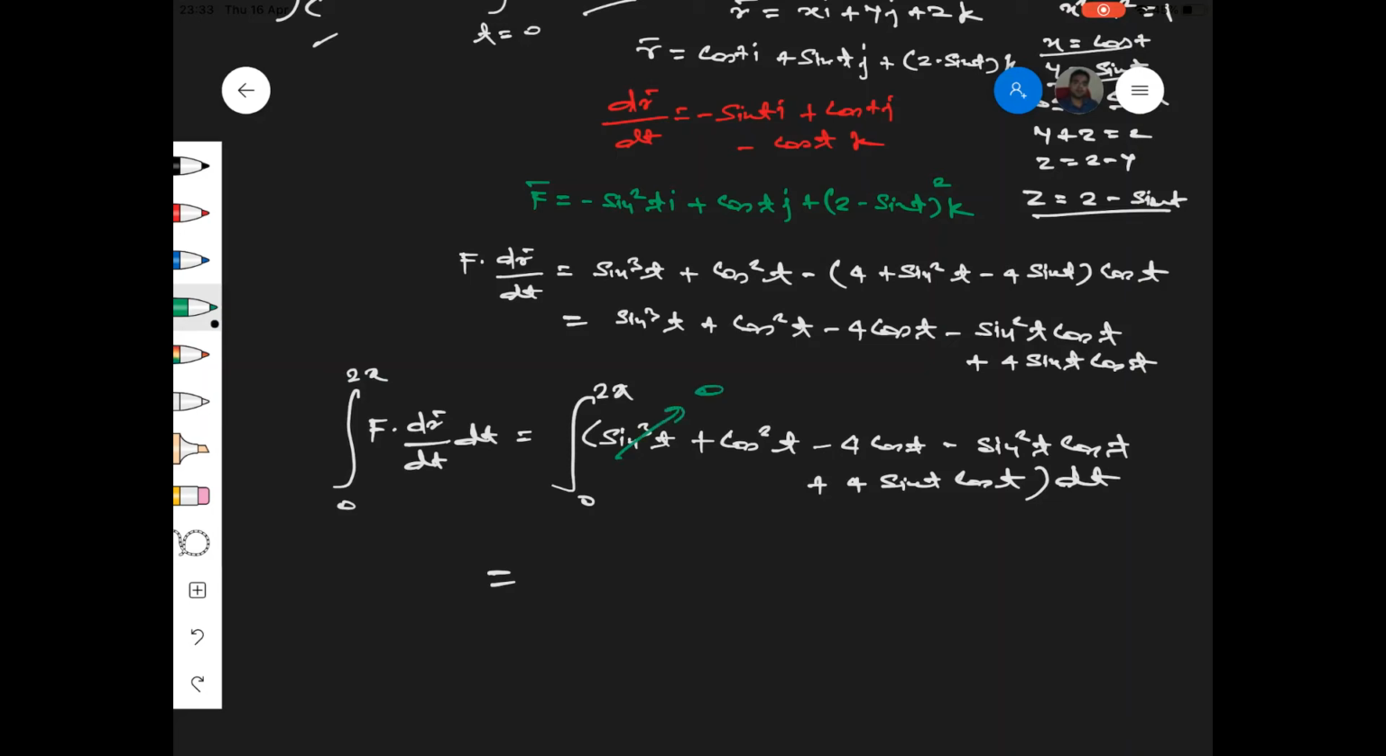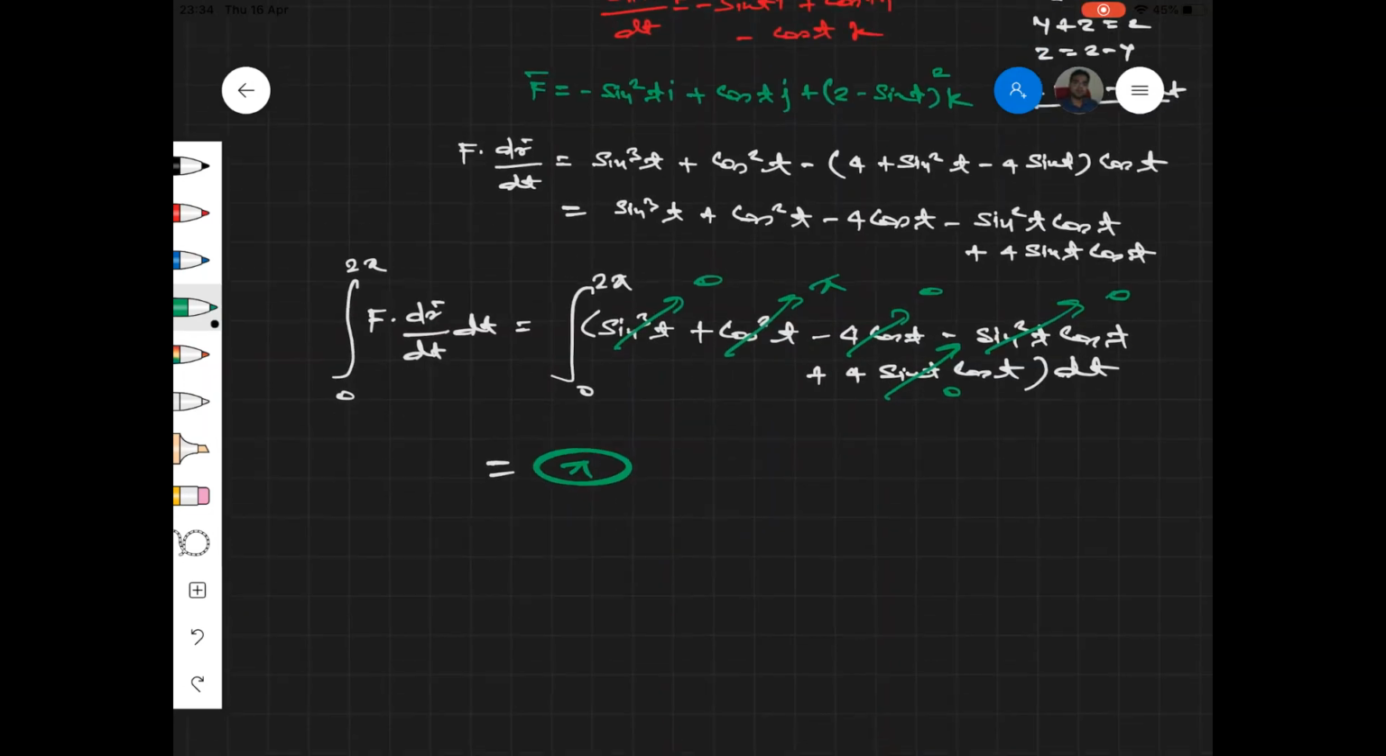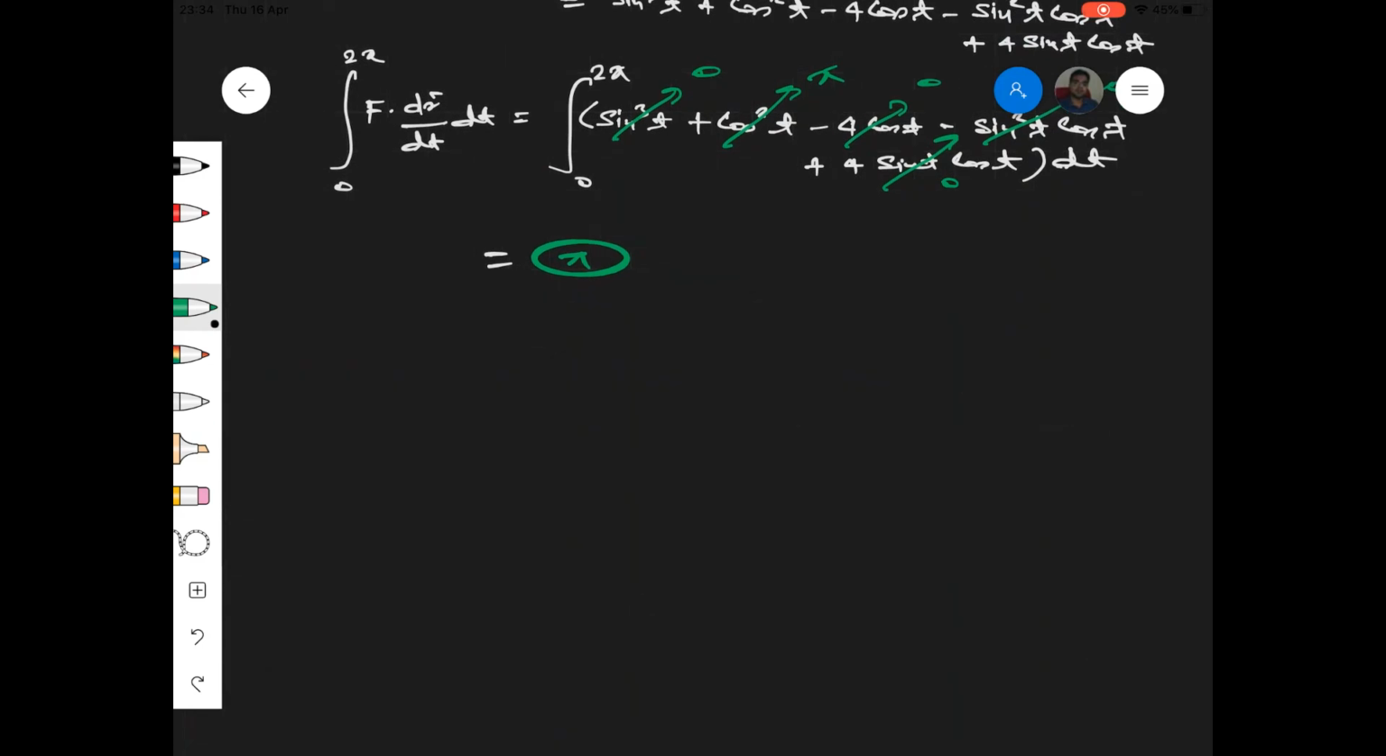So once you solve this integral, sine cube t will be 0, cos square t will be pi, and minus 4 cos t will be 0, sin square t cos t will be 0, and 4 sin t cos t will be 0. So its value will come out pi. So this is the left hand side of this integral.